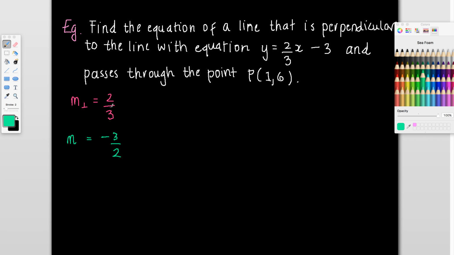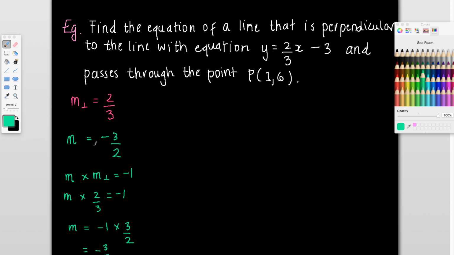So remember, we flip the numerator and denominator and we make it negative, or we switch the positive to a negative, negative to a positive. The other way that you can do it, of course, is recognize that m, the gradient you want, times the one that's perpendicular, will be equal to -1. Therefore, m times 2/3 will be equal to -1. So m must be equal to -1 divided by 2/3. So that's -1 times 3/2. That's the keep, change, flip. So that's -3/2.